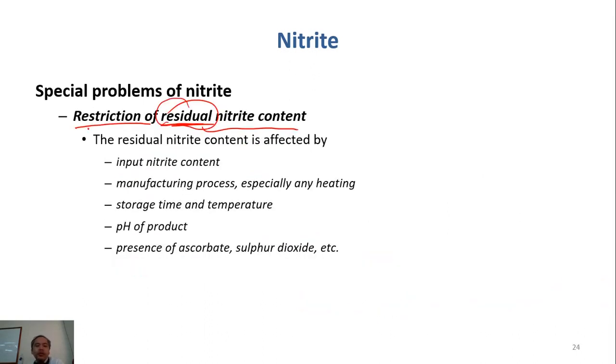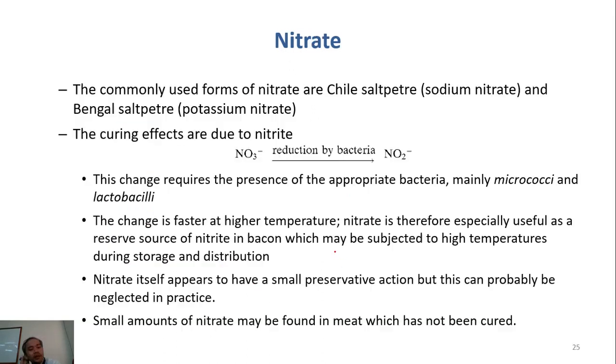So we should guarantee the restriction of residual nitrite content by the input content. We should control by manufacturing processes. For example, heating can reduce some amount. We should also take into account storage time and storage temperature. Normally, with long storage time, the nitrosamine yield is higher. The pH of the product also influences the changes of nitrite. Ascorbate, sulfur dioxide, and so on also influence the nitrite.